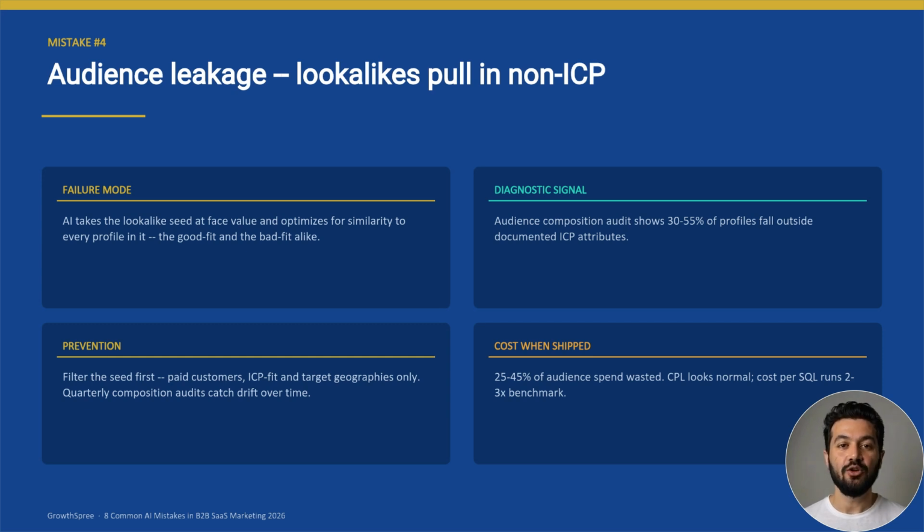Mistake 4. Audience leakage. You feed AI a lookalike seed, but it includes free trial users and off ICP customers. The lookalike inherits every flaw. An audit shows 30 to 55% outside your ICP. Fix: filter the seed first and audit quarterly. Otherwise, cost per SQL runs 2 to 3 times benchmark.